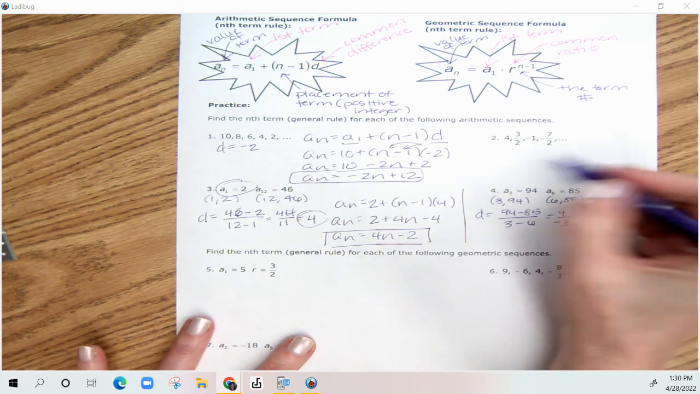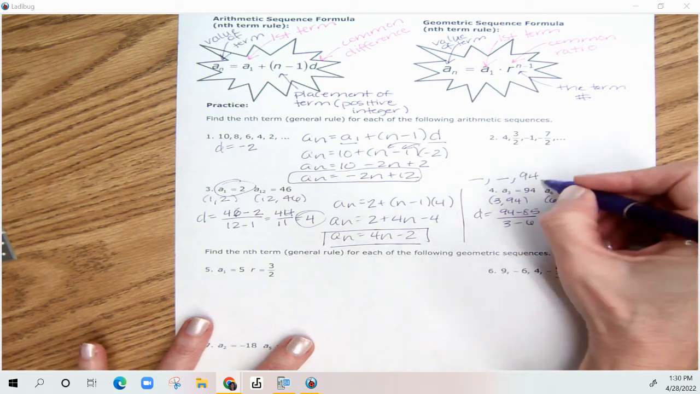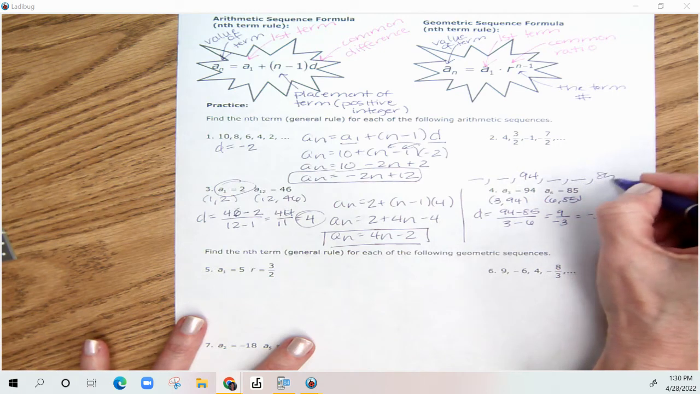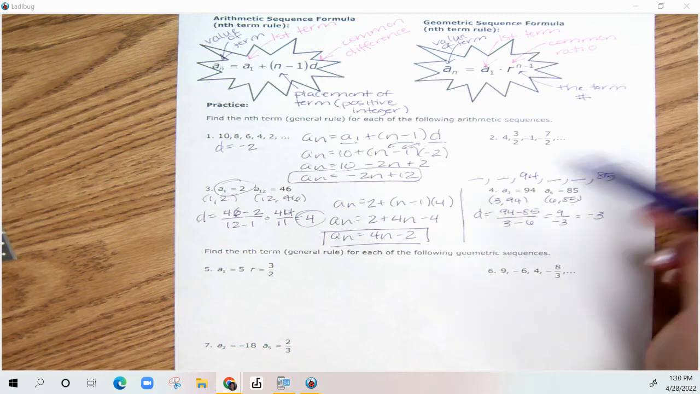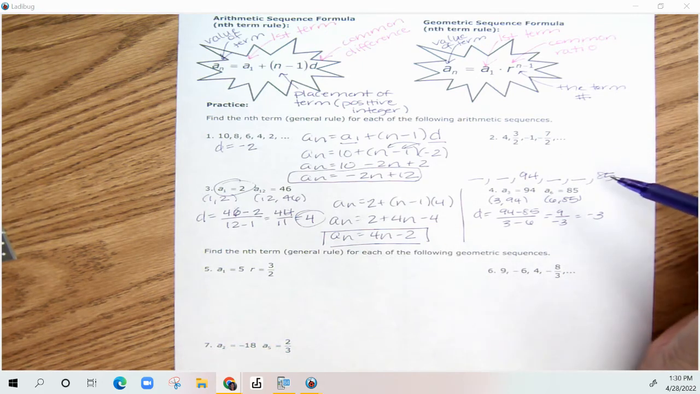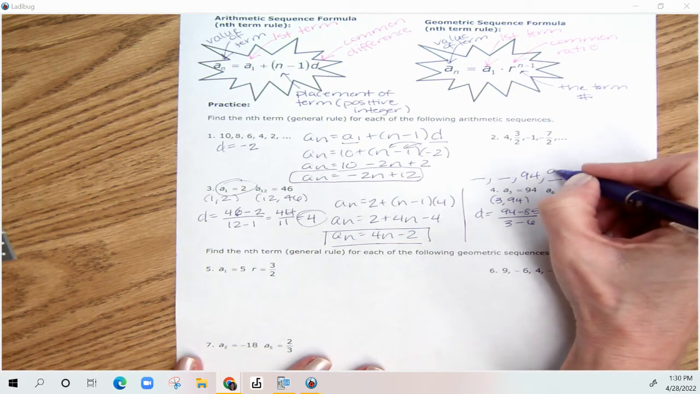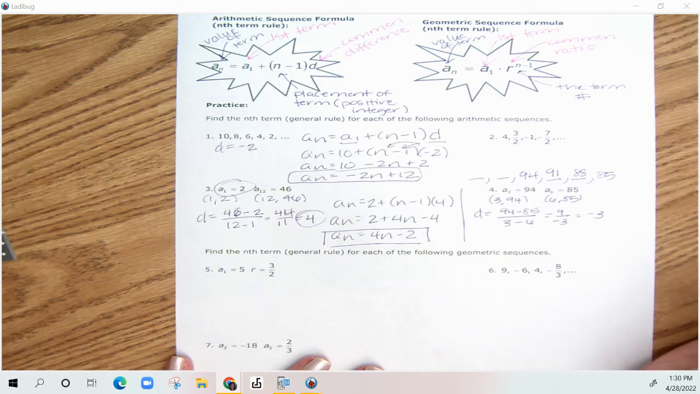Let's look at the situation. I don't know the first term and the second term. I do know the third term is 94, then the fourth, fifth, and I know the sixth term is 85. If you know the common difference, you can work yourself forward or backward into the sequence. So if I'm subtracting 3 each time, then this must be 91, this must be 88, and that checks out because 3 more would be 85.